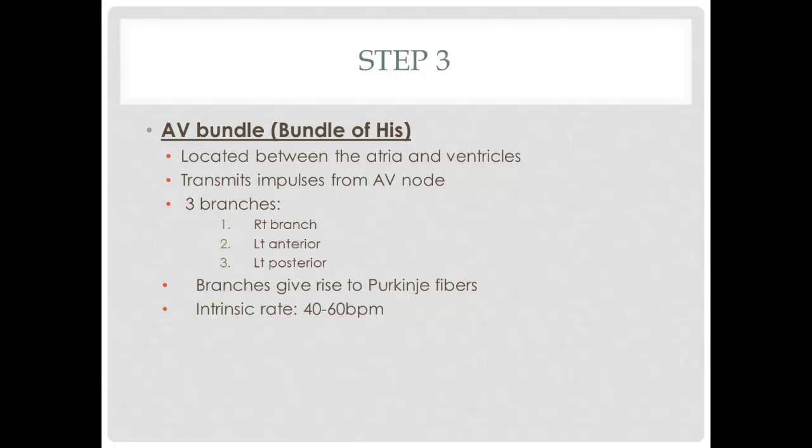Step three is the AV bundle, also known as the bundle of His. This is located between the atria and the ventricles, and it transmits impulses from the AV node. There are three branches: the right branch, left anterior, and left posterior branches. These give rise to the Purkinje fibers, and its intrinsic rate is 40 to 60. You'll notice as we move more distal from the SA node, the intrinsic rate will decrease.